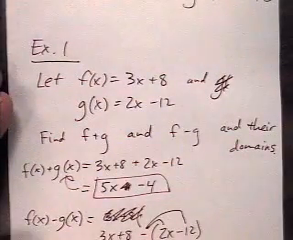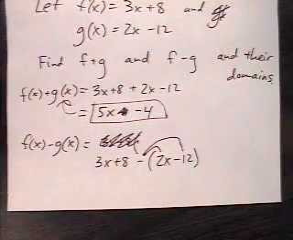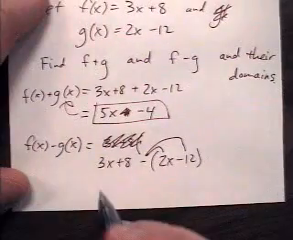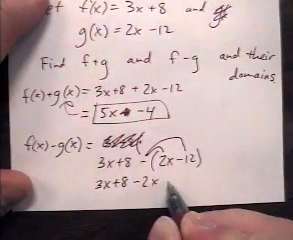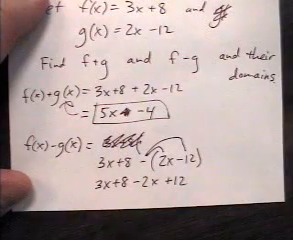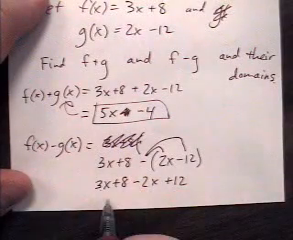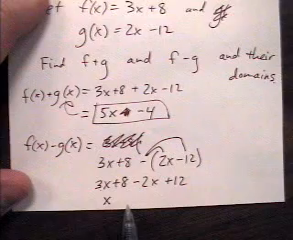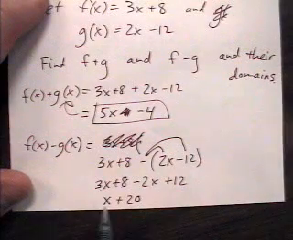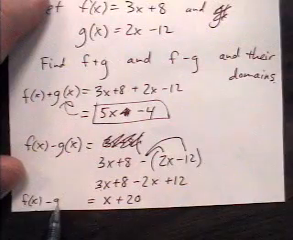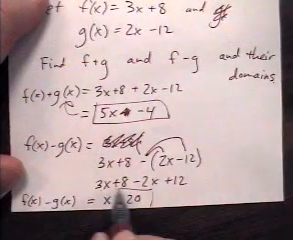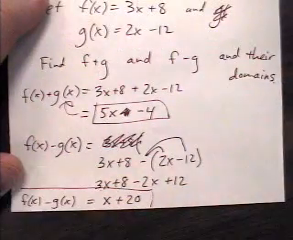Distributing the negative 1 gives me 3x plus 8 minus 2x plus 12. 3x minus 2x is 1x. 8 plus 12 is 20. So this is the difference between the two. F of x minus g of x equals x plus 20.